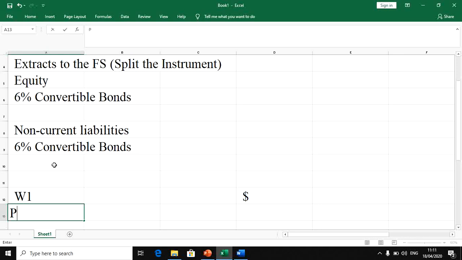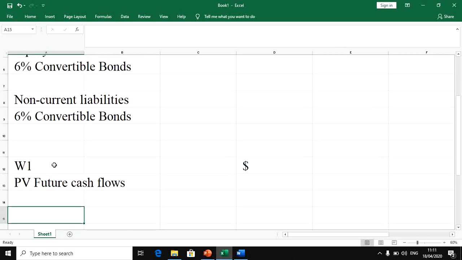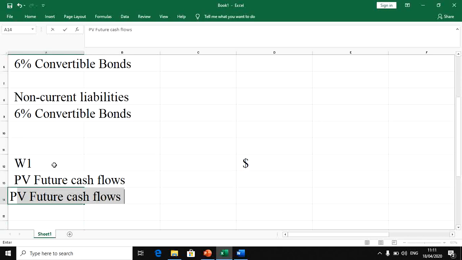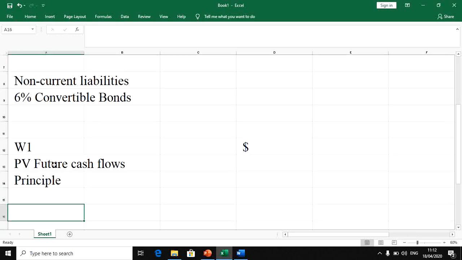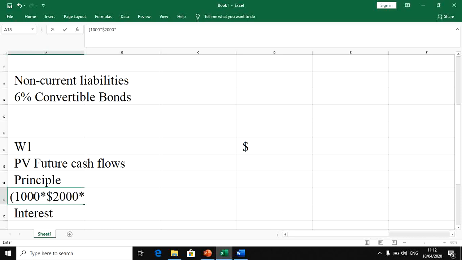All right, so under splitting the instrument, what you do is you say, I want to establish the present value of future cash flows that fall under these particular instruments. So whenever we have a liability, of course, we are likely to pay the principal, and also we are likely to pay interest. All right, so let me just write that one. 1,000 bonds multiplied by 2,000, that's the face value of one bond.